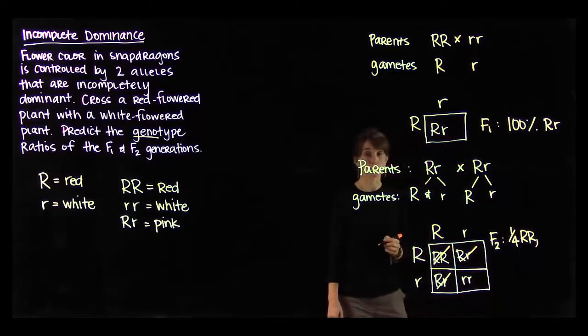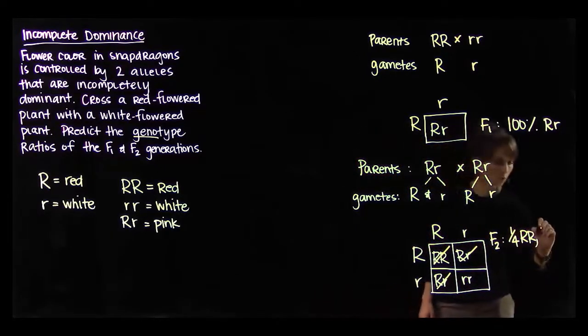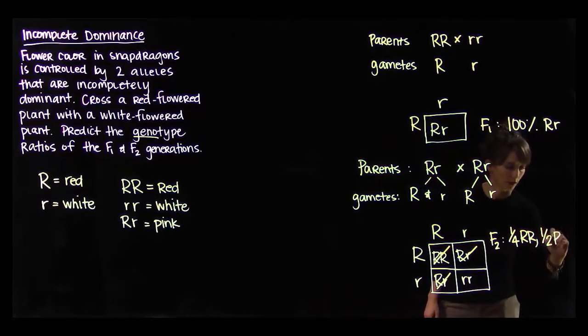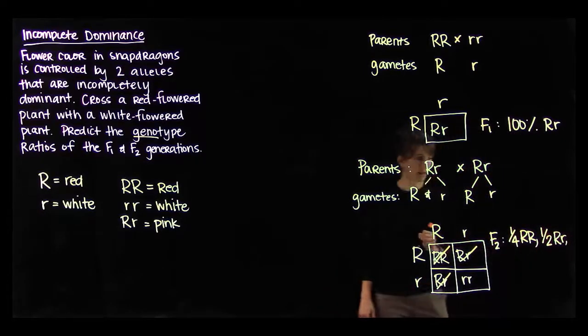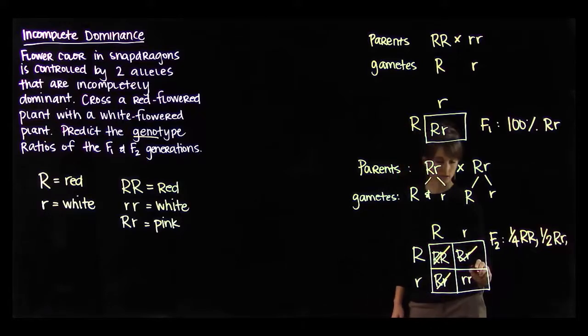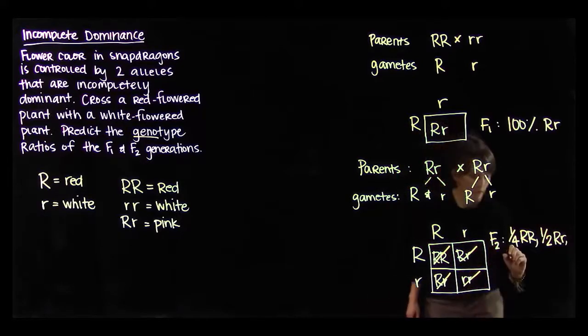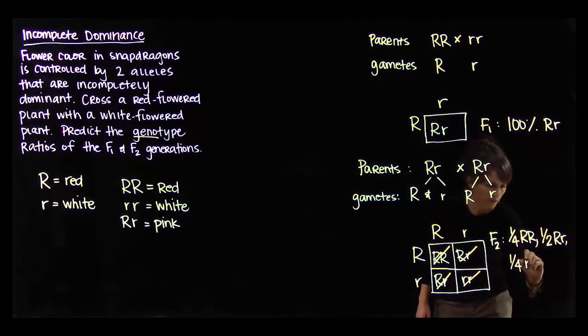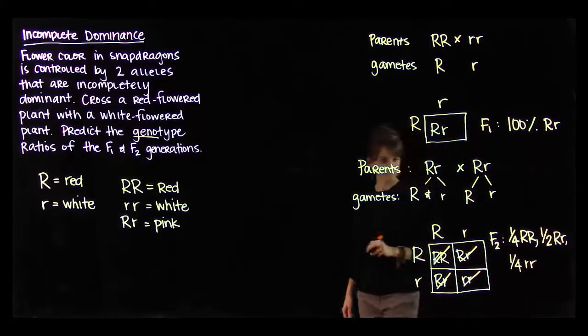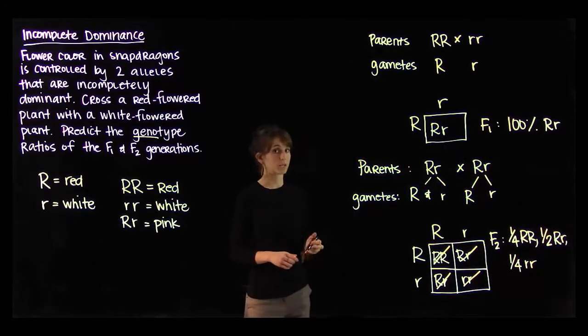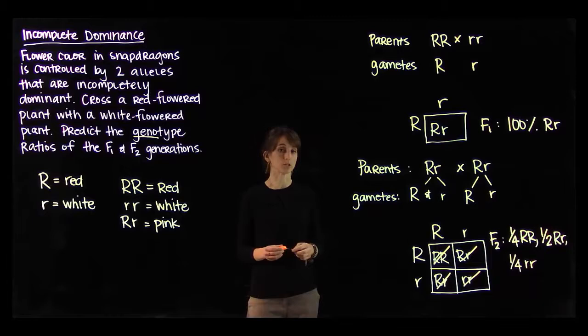So 2 out of 4, but we want to reduce that to 1/2 big R, little r. And the last possibility, little r, little r, and 1 out of 4 carries that genotype. Remember that you can also use percentages or whole numbers for your genotypic ratio as well.